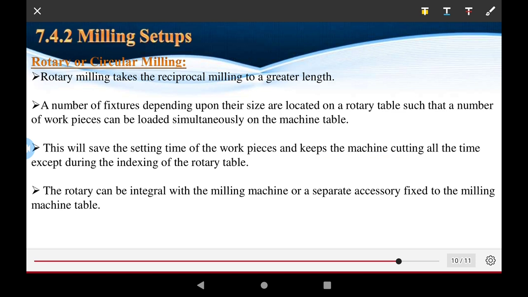Okay, and the main objective of this machine is a high production rate increase, and the productivity of the machine also increases, and the efficiency of the manufacturing industry, and the plants' economics increase.